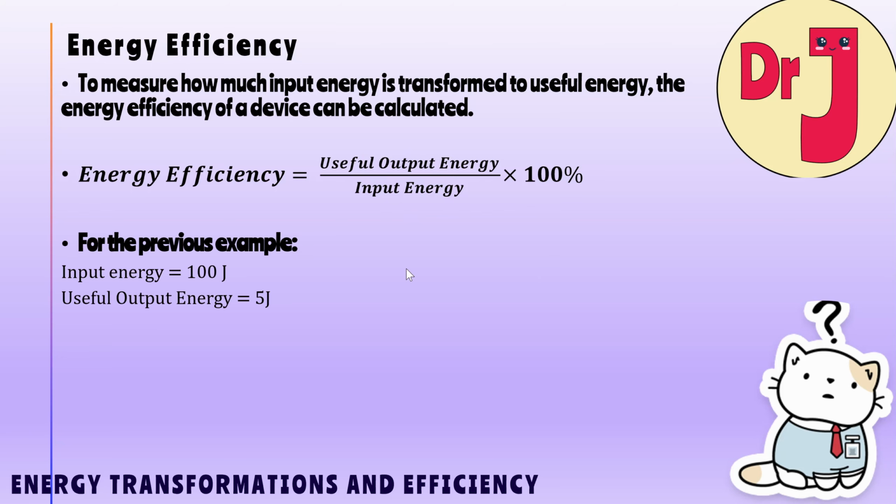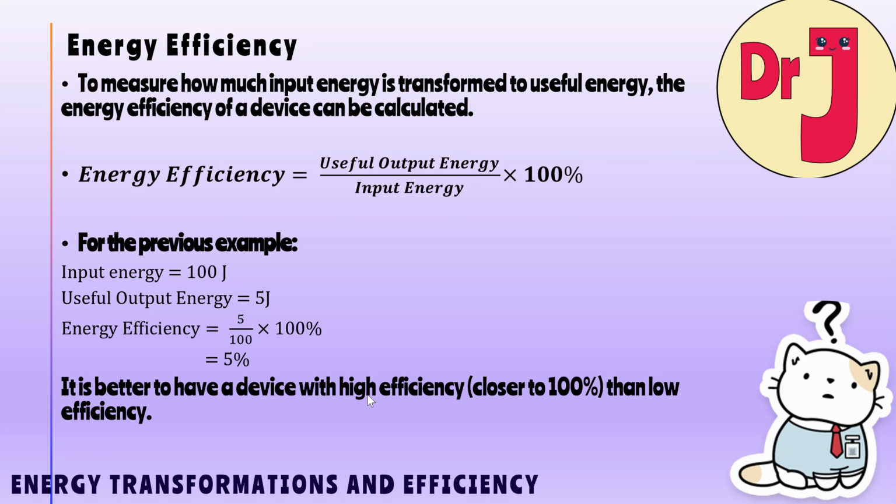So for that previous example, the total input energy was 100 joules. The useful output energy was 5 joules. So energy efficiency would be calculated as the useful output, the 5, divided by the total input, which is 100, times by 100% to give me 5%. It is better to have a device with a high efficiency, that is closer to 100%, than low efficiency. So you can see that an incandescent globe has a pretty low efficiency.